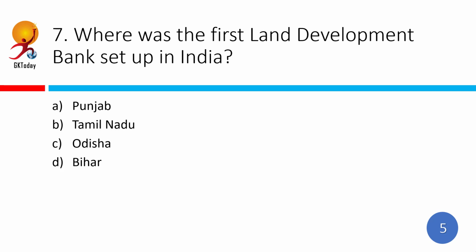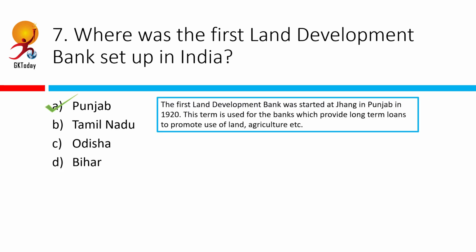Where was the first land development bank set up in India? Correct answer is Punjab. The first land development bank was in Punjab. So what are land development banks? This is a term that is used for banks which provide long-term loans to promote use of land, agriculture, etc. The first land development bank was started at Jhang, which is in Punjab, and it was started in 1920.